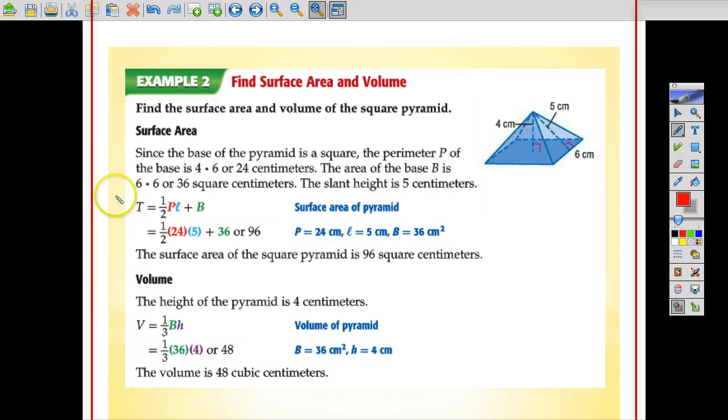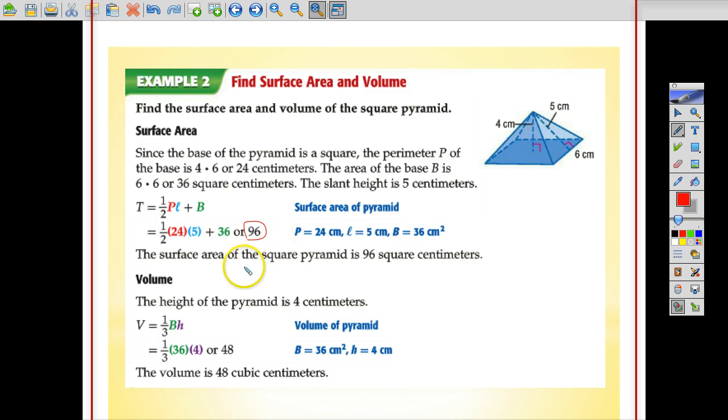Perimeter is the length around. So if it's 6 on each side of the square, 6 and 6 and 6 and 6, it's 24. And the area of the base is 6 times 6, which is 36. So we have all the numbers that we need here. 1/2 times P is 24, L is 5, B is 36, and when you do the calculations, 1/2 times 24 times 5 plus the 36, you have 96.